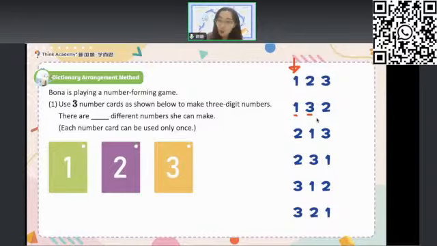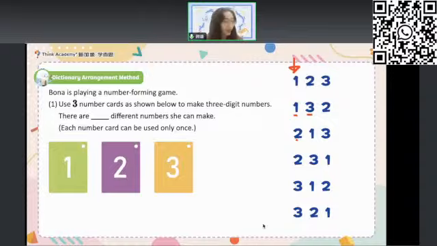132. Okay? Yes. So for this, move on to digit 2. If there is no other choice, you can just change the digit you put in the first place. So following this, we have 213. Move on. 231. Move on. 312. And then 321. Okay? So altogether, there are 6 different numbers she can make.